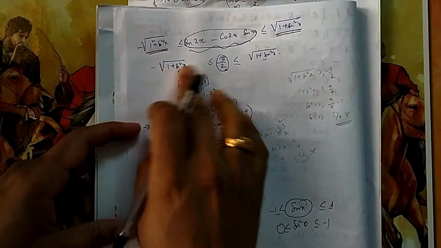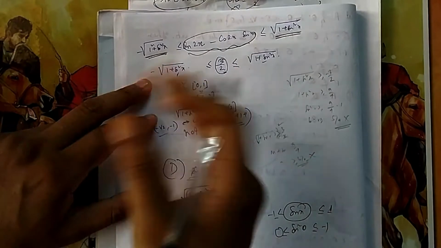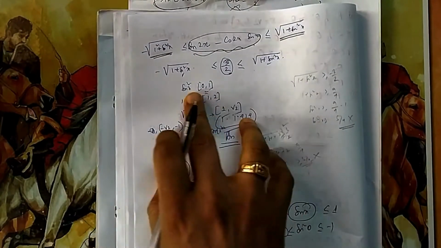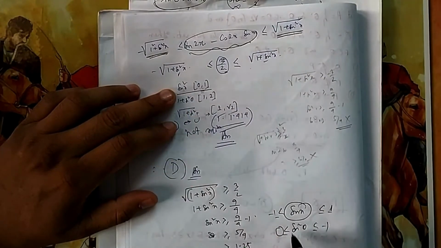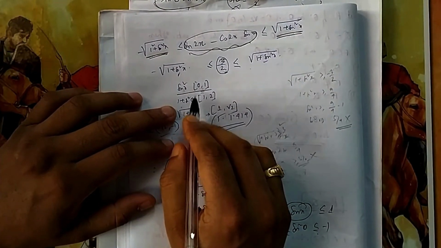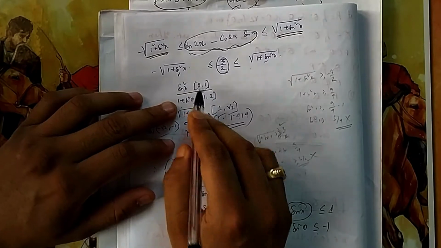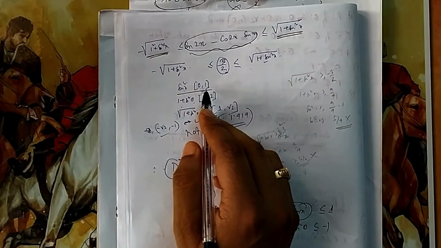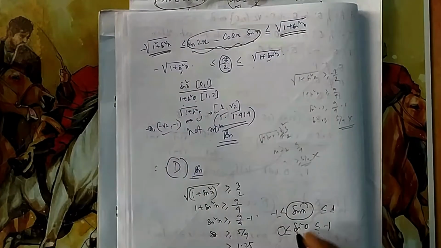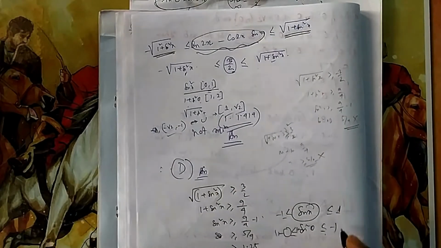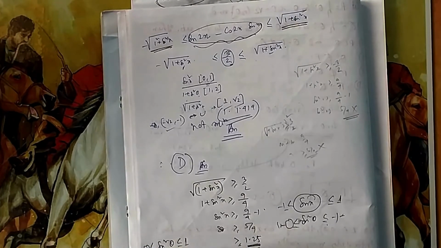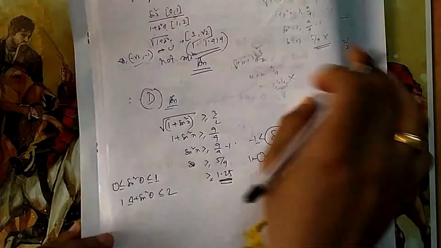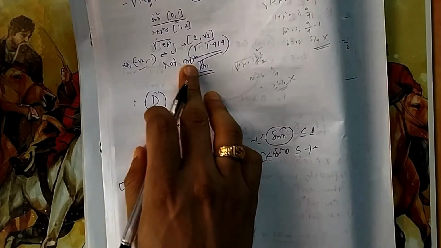Similarly, if you go for negative also, this cannot fall beyond minus 3 by 2. You can check in this way also. Sin square x lies between 0 and 1. So 1 plus sin square x will lie between 1 and 2. The lower limit is obtained at 1, and the upper limit is also obtained by adding 1. Sin square x is between 0 and 1, so if you add 1, it is between 1 and 2. That's what I have written here.